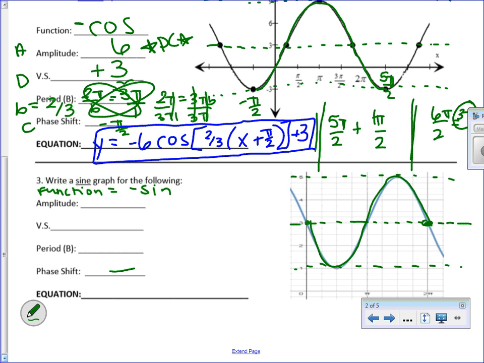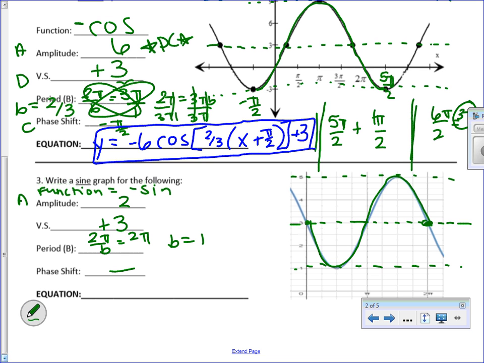You're right. So that's at positive 3 in the middle. So that's my vertical shift. And then how do you get your amplitude? Yeah, you count from the middle. So I went up 2 and down 2. So that's my amplitude. Okay, so I start at 0 and I end at 2 pi. So what's the period of that graph? 2 pi, that means your B value is 1.